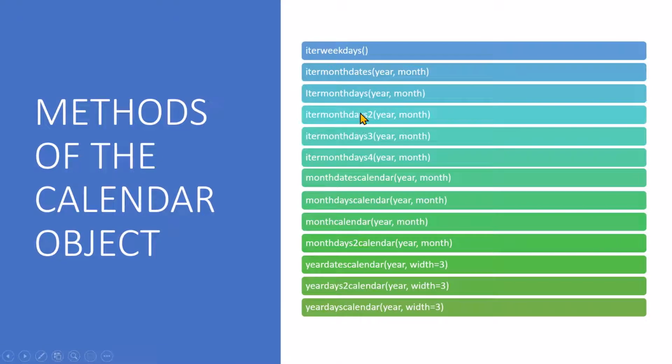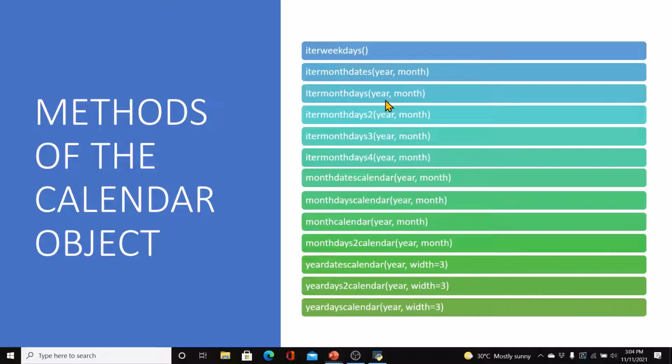The next method is itermonthdays. This is dates, this is days. Again, we need to pass in year and month. So itmdays equal to cal.itermonthdays, pass in the year and the month. And again, itmdays is a generator object. For i in itmdays, print i. And now you can see we have the dates for December.